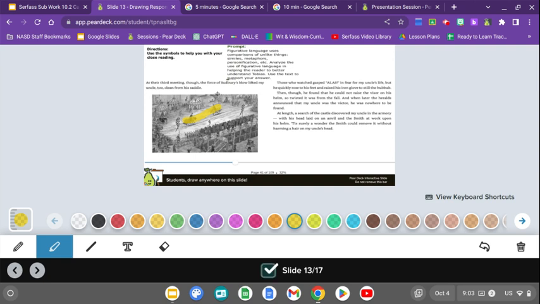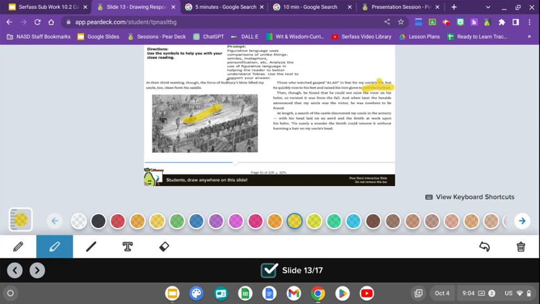At the third meeting, though, the force of Sudbury's blow lifted my uncle clean from the saddle. Those who watched gasped, "Alas!" in fear for my uncle's life. But he quickly rose to his feet and raised his iron gloves to still the hubbub. Then he found that he could not raise the visor on his helm, so twisted it was from the fall, and when later the heralds announced that my uncle was the victor, he was nowhere to be found.